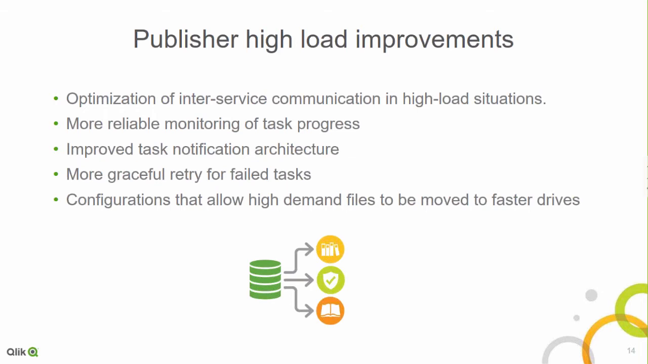There's a more graceful retry for failed tasks. It's also been a problem previously. And there are now configuration options to allow high demand files to be moved to faster drives. Probably something you will only even think about in larger deployments, but very welcome change. It means that any files that are accessed very heavily by your cluster can now be put separately on an SSD or any drive you have that has quicker access to improve the performance. It's often a bottleneck otherwise in large publisher environments.